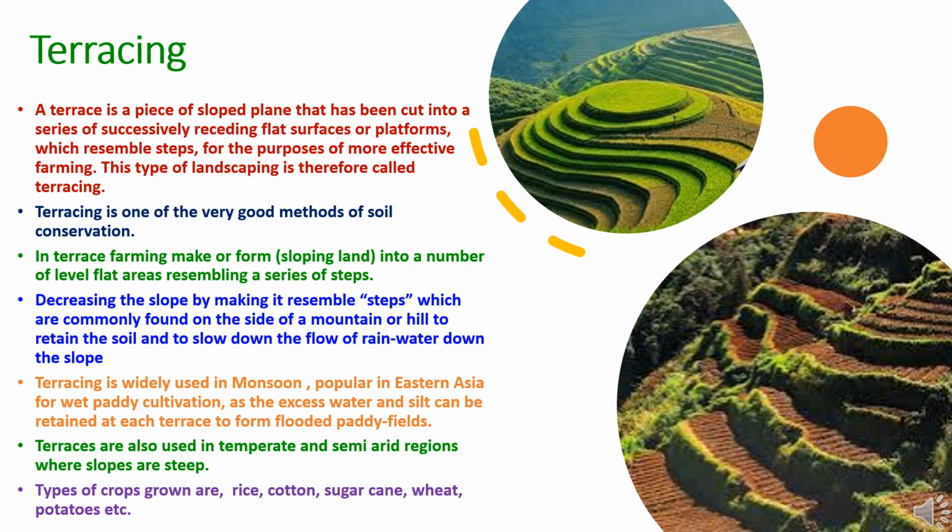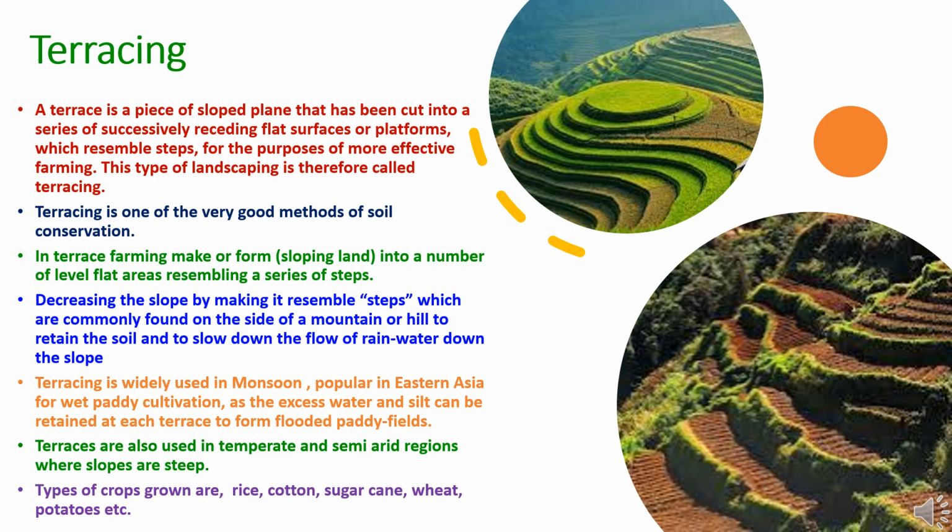Terracing or terrace farming. A terrace is a piece of sloped plain that has been cut into a series of successively receding flat surfaces or platforms which resemble steps for the purposes of more effective farming. This type of landscaping is therefore called terracing or terrace farming. This is one of the very good methods of soil conservation.